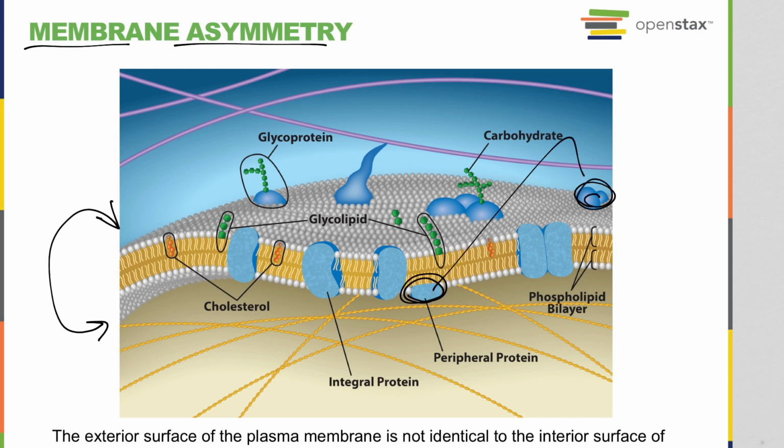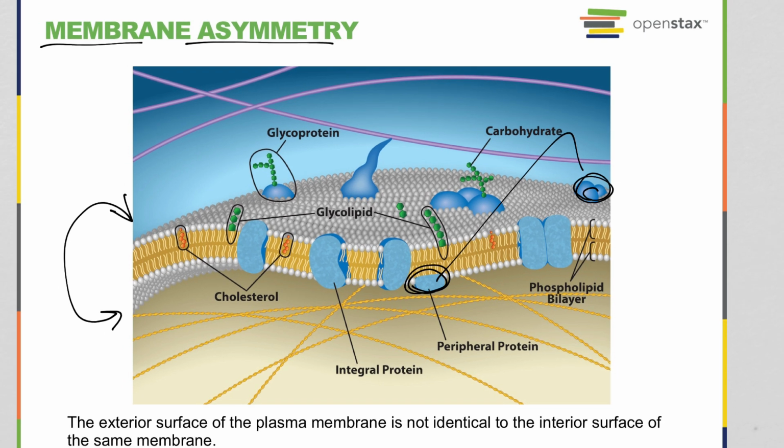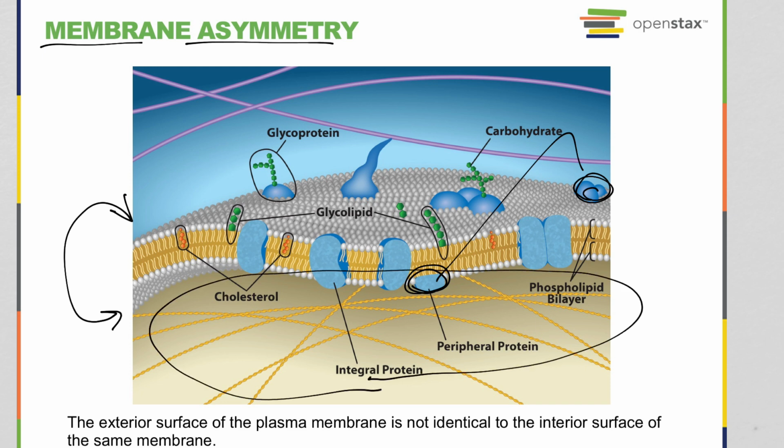Like these guys. And that makes sense because the proteins on the interior have to bind to these cytoskeletal proteins, and the ones on the exterior have to bind to extracellular matrix proteins. And so you need the inside and the outside to have a slightly different composition because they have a slightly different function.